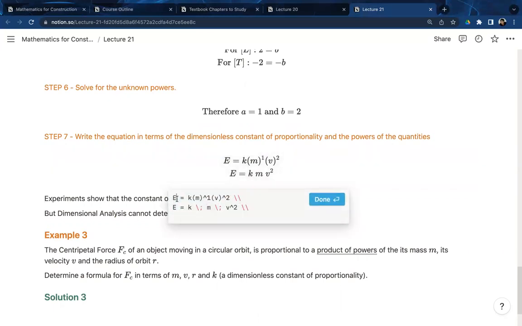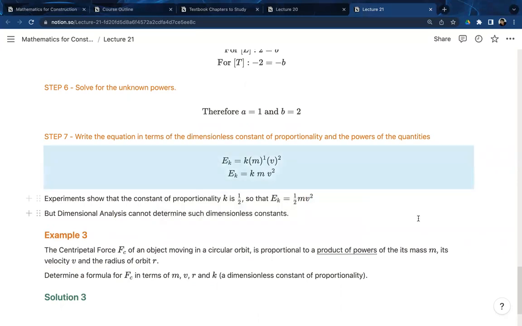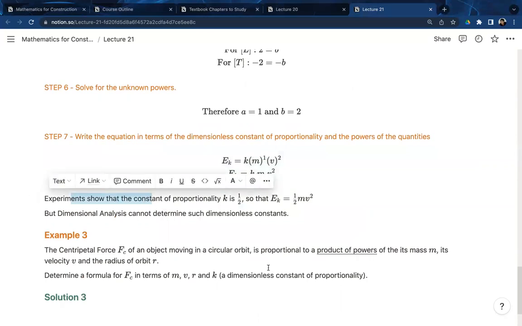So we were kind of leaving out the K for kinetic energy, right? But we write it there and we have it there, right? So experiments show that the constant of proportionality is a half. So in physics, the formula for kinetic energy of a moving object is a half mv squared, right? But dimensionally, we could have proved most of the formula, right? Dimensional analysis cannot determine the dimensionless constants, right?